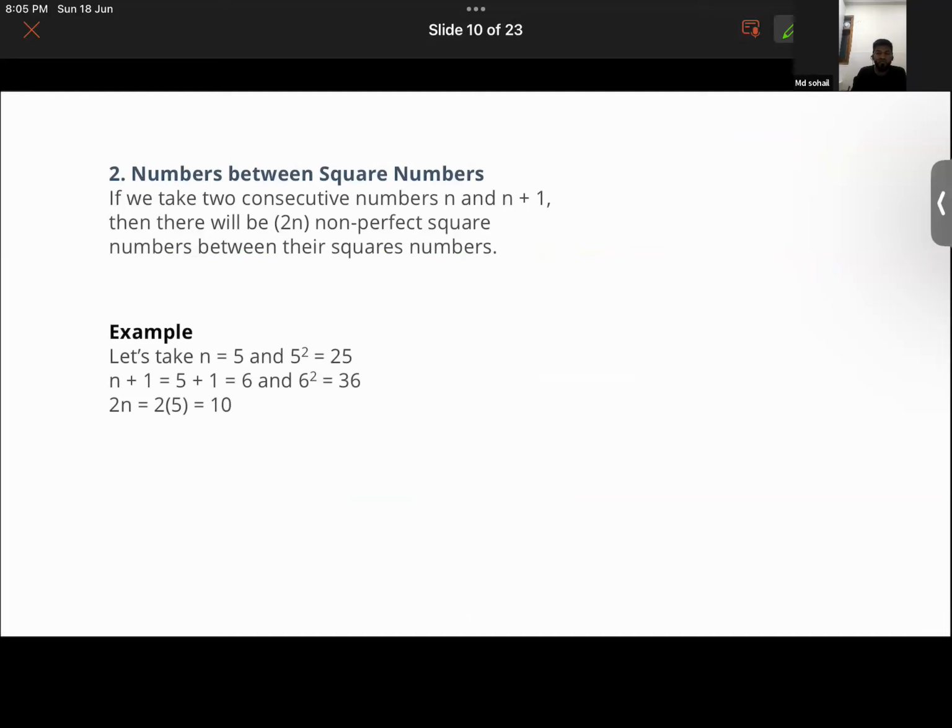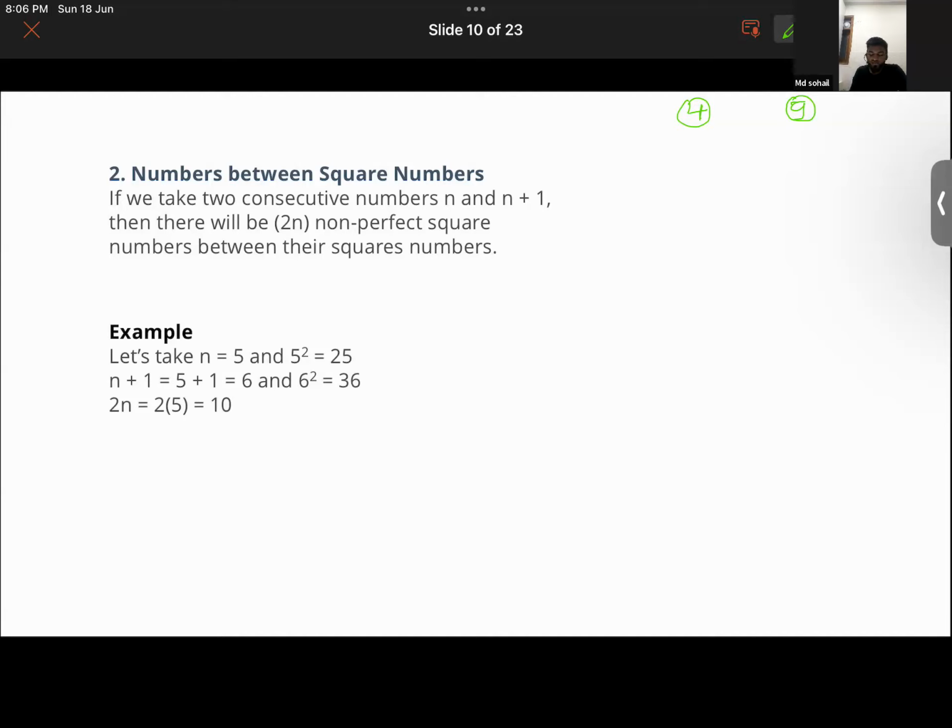Let's say I am providing you two consecutive square numbers. Let's say I give you 4 and 9. That is two consecutive. Consecutive means continuous, right, guys? One after another. So that means consecutive numbers. If you were required to find the numbers between 4 and 9, between two square numbers, how do you find them?